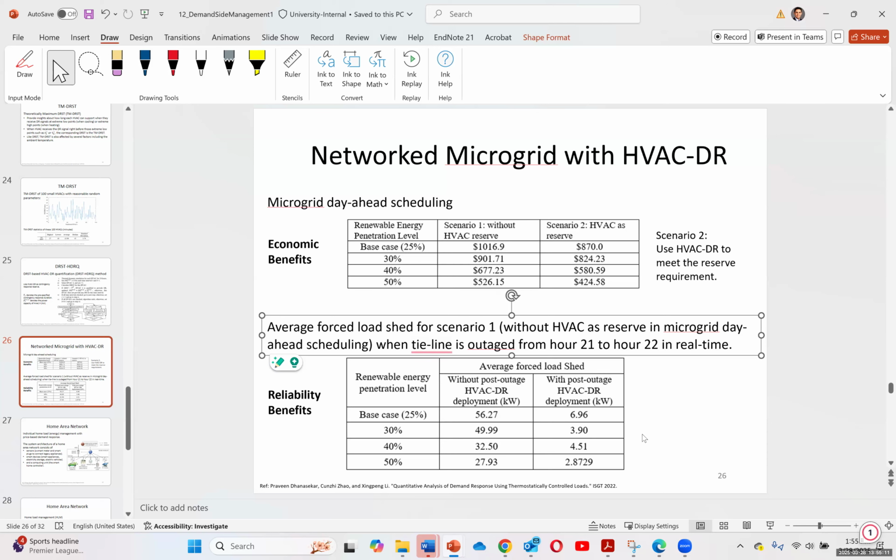And the second table shows the reliability benefits. The average forced load shed for scenario 1, without HVAC as reserve in microgrid day-ahead scheduling with tie lines, is outages from 21 hours to 22 hours in real time. So again, we would have both reliability and economic benefits in these systems.